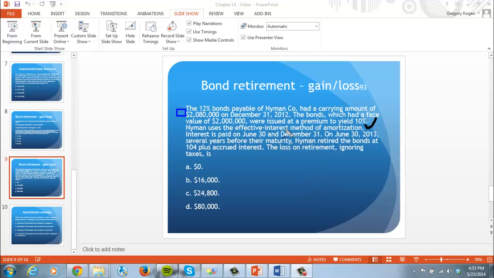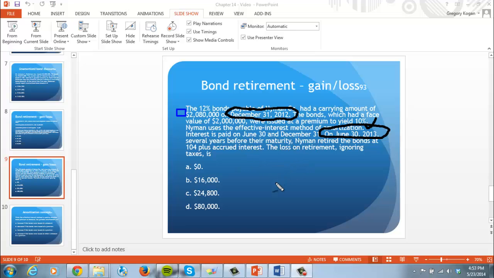So we said we issued this on December 31, 2012, right? And on June 30th, 2013, the bonds were already being retired, right? So they were only out for 6 months. And let's see, Nyman retired the bonds at 104 plus accrued interest. So the idea is, what was the gain or loss on the bonds?